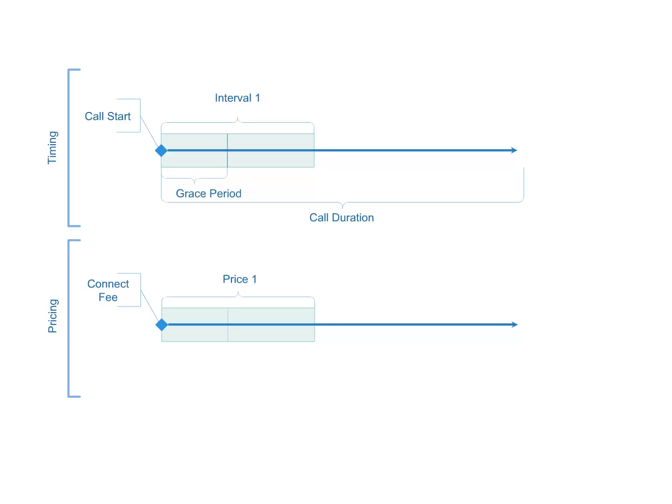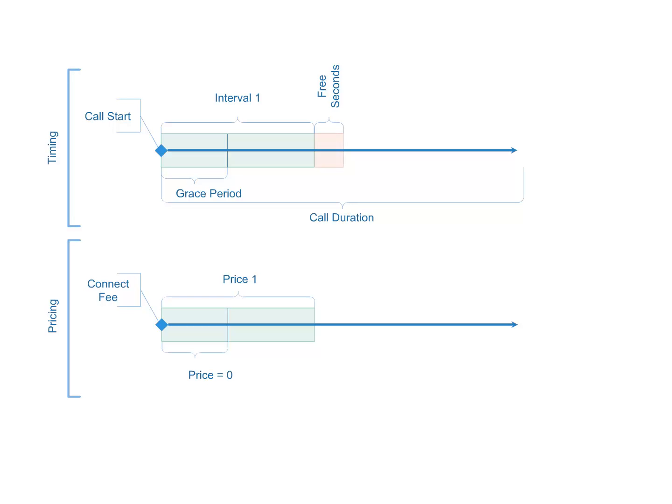However, within the interval 1 you may set a grace period. The grace period allows the caller to make sure that the quality of the call is appropriate. If the caller interrupts the call within the grace period, no charge will be applied. If the call lasts more than the grace period, the caller will pay the connect fee and for the interval 1 in full, namely the length of the first interval multiplied by the price of the first interval.